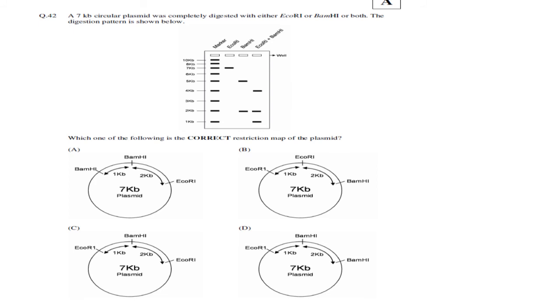So which one of the following is the correct restriction map of the plasmid? I have given the answer in my next slide because of space insufficiency.